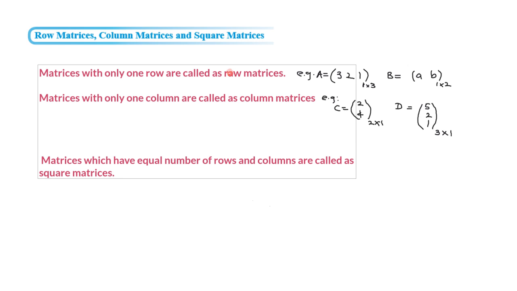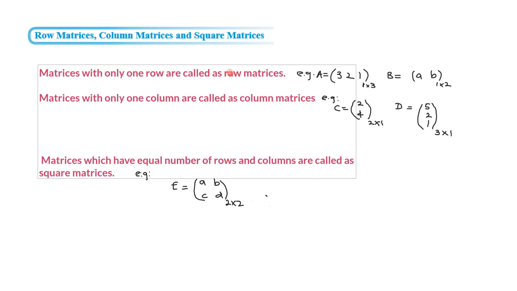Next, matrices which have equal number of rows and columns are called square matrices. Equal number of rows and columns. See some examples. Example, I can write matrix E is equal A, B, C, D. What's order here? 2 by 2. You have 2 rows and 2 columns there. Rows and columns are equal. So it's a square matrix.